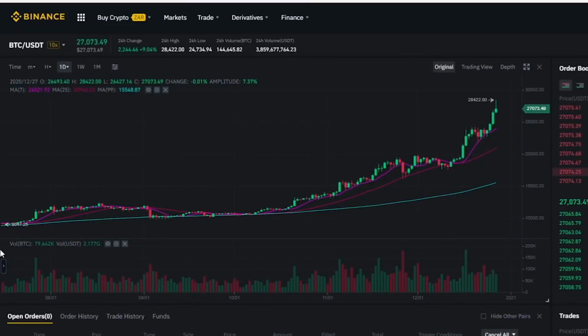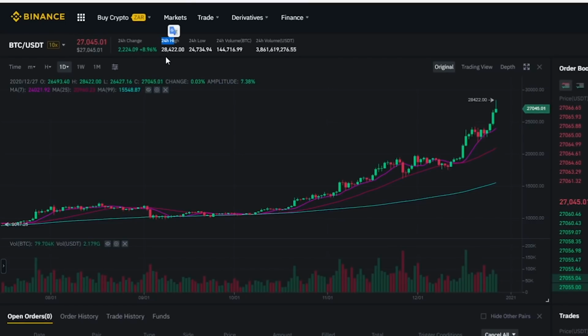And you can see at 24-hour change, it's showing that Bitcoin has gone up by 9% in the last 24 hours, which means that's an increment of $2,232, right? It keeps on changing, obviously. The highest it has gone, this is a 24-hour high.